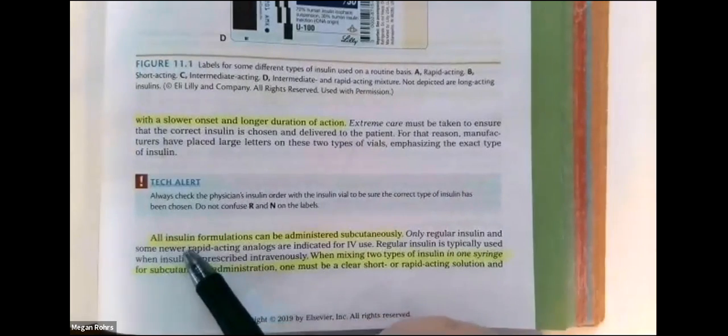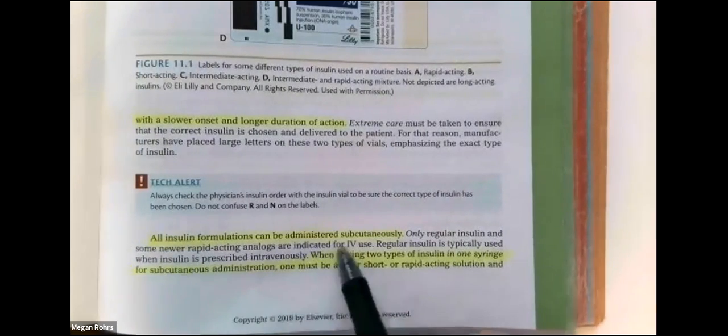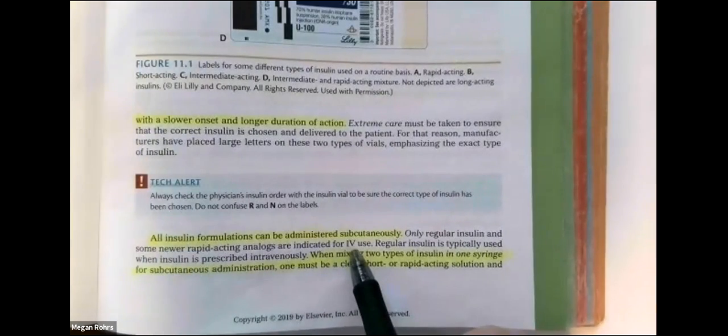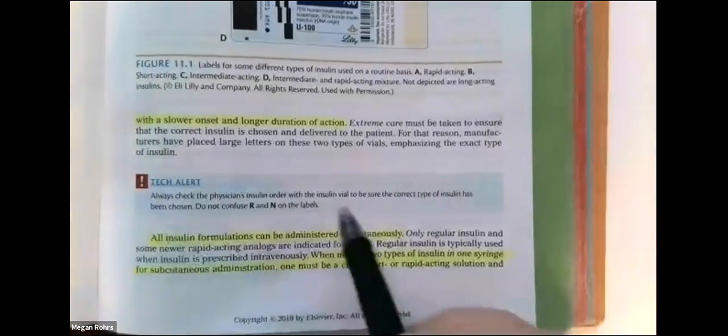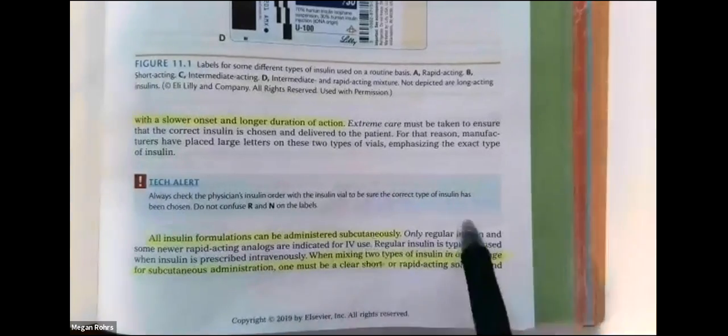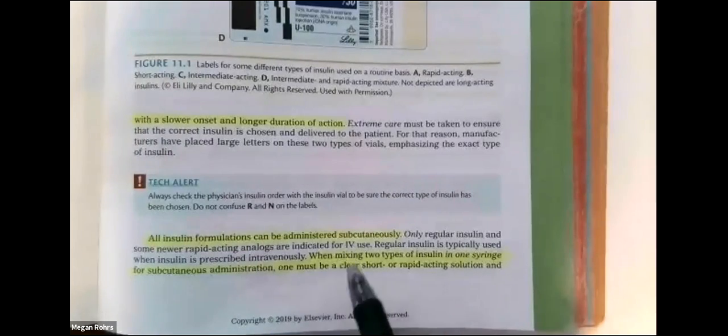Another very important concept here: all insulin can be given subcutaneously, but only regular insulin and some newer rapid acting insulins can be given via IV. So all insulin can be given subcutaneously, and only a few different types can be given intravenously.